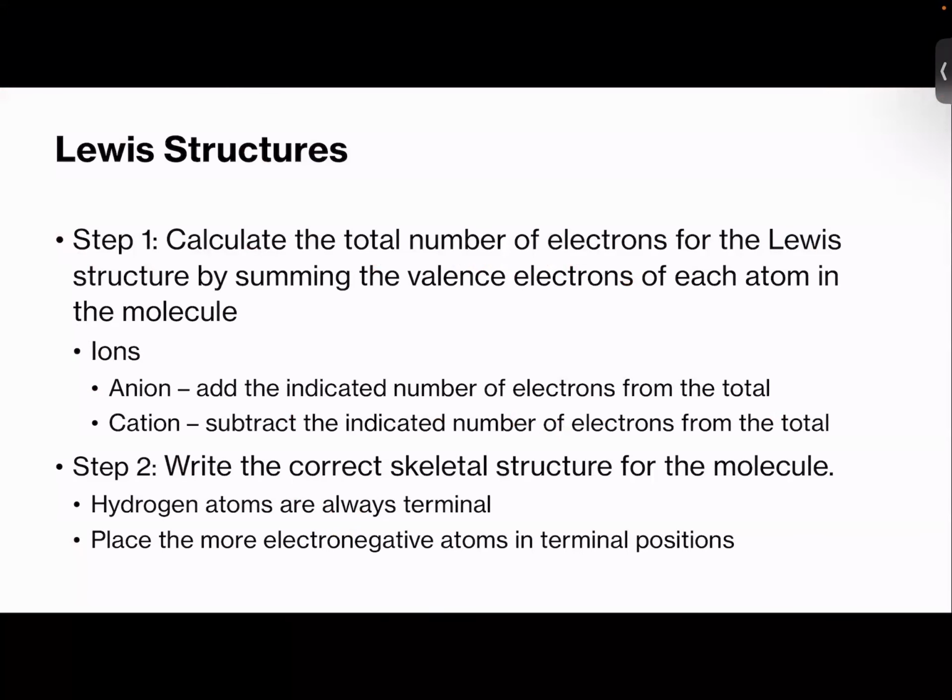So step number 1 starts with calculating the total number of valence electrons that is going to go into your Lewis structure. Now, if you have an ion, you do have to take into account the charge on that ion when determining the number of valence electrons that will need to be distributed throughout the molecule. If you have an anion, you're going to add the indicated number of electrons to the total.